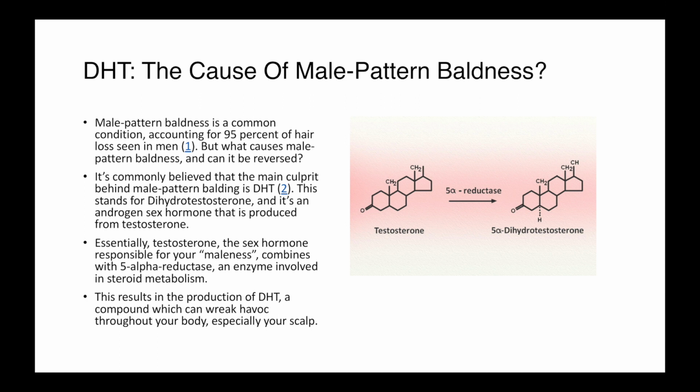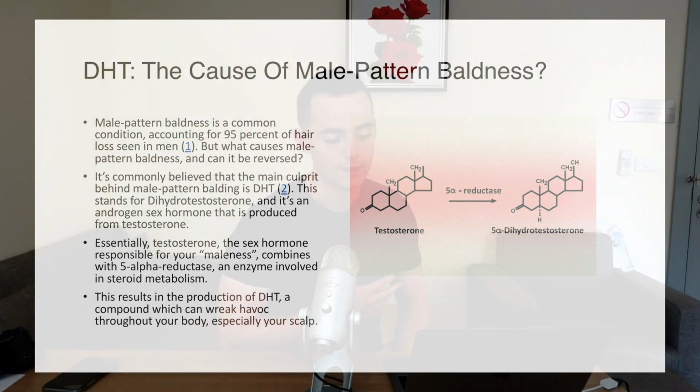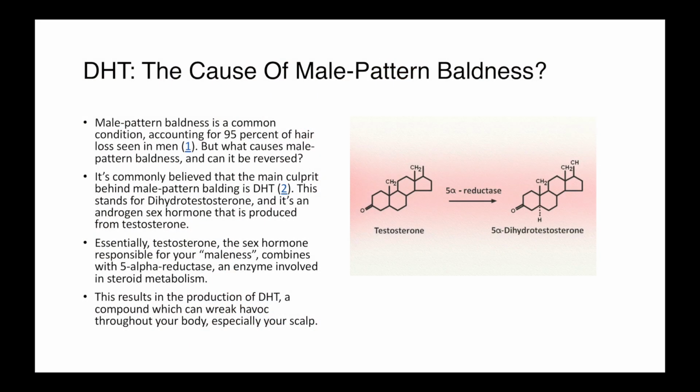So dihydrotestosterone is one of the leading causes of male pattern baldness. Male pattern baldness is a common condition, and it accounts for 95% of hair loss in men. Just before I go into this, everything that we're saying is backed by science. So if you see a number, you can head over to the description and look at the studies that have been done to back up every single thing we're saying. We've cited, I think, 20 studies in this video. So if you are interested in the science, we really want you to go and check that out for yourself as well. It's commonly believed that the main culprit behind male pattern balding is dihydrotestosterone.